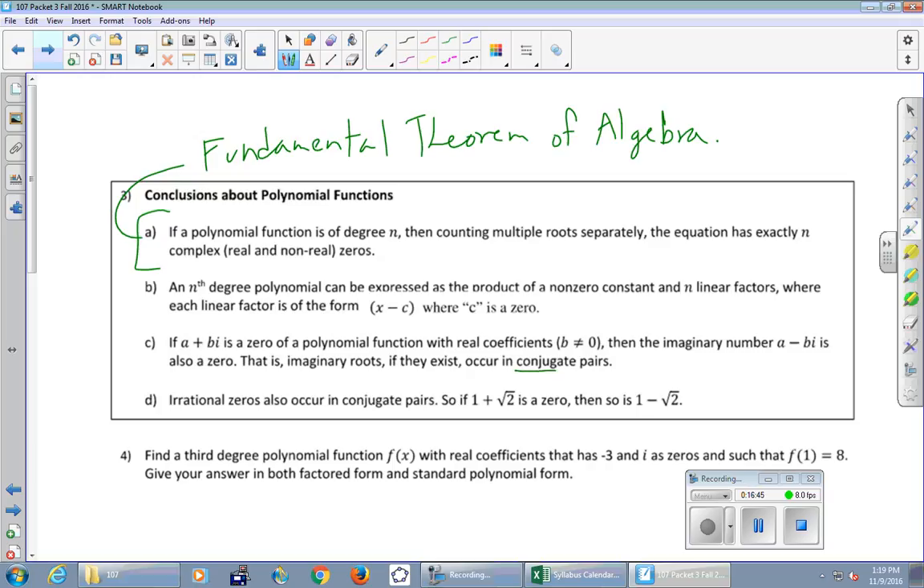And we talked about this word here, conjugate pairs. They're conjugates of each other. Irrational zeros also occur in conjugate pairs. So if you have 1 plus root 2, automatically you have 1 minus root 2. Okay, let's go back to the page we just skipped.